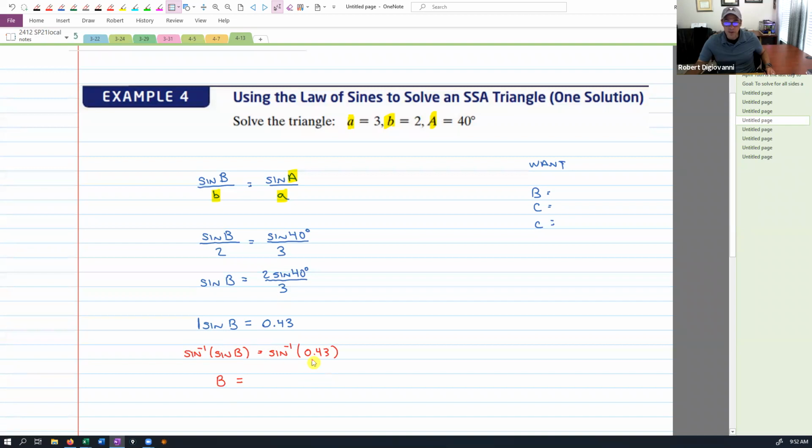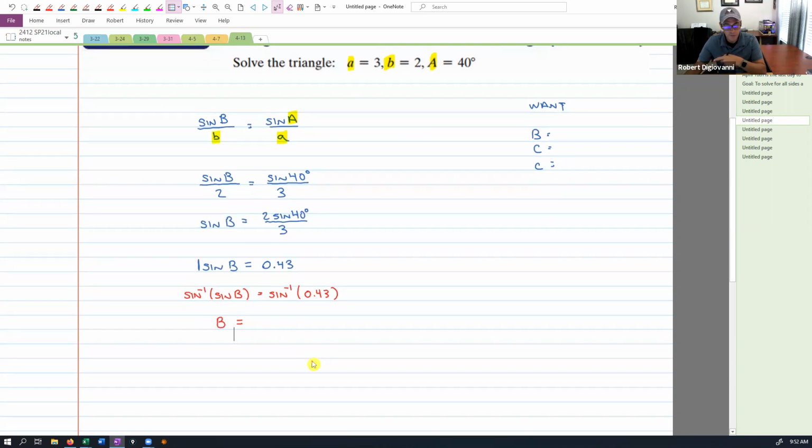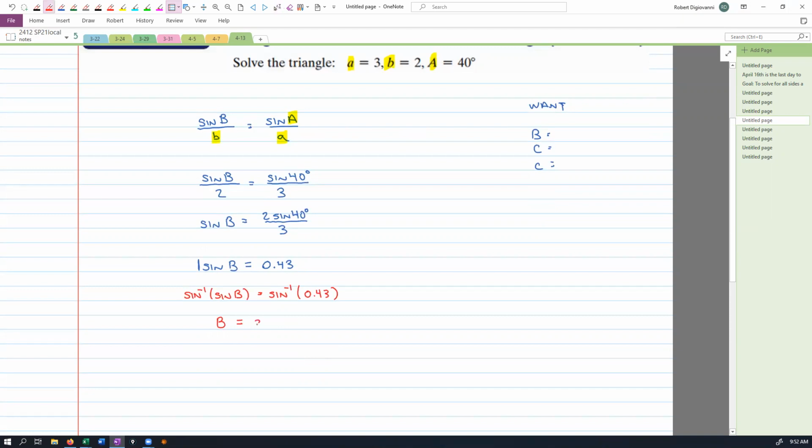Now, when you do this on your calculator, it's going to spit back to you an angle, and it's going to be in degrees. So who did that part? I got 25.47.